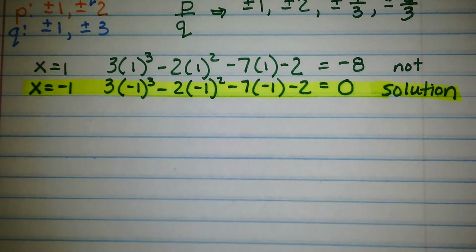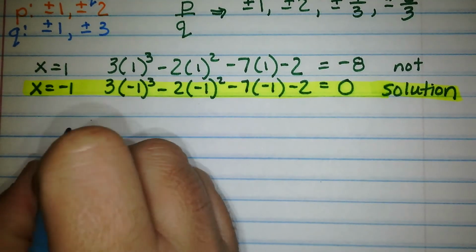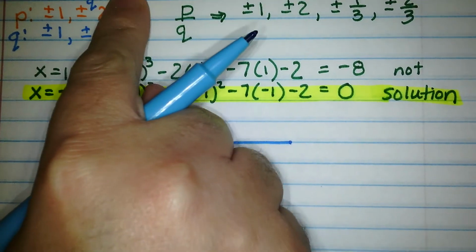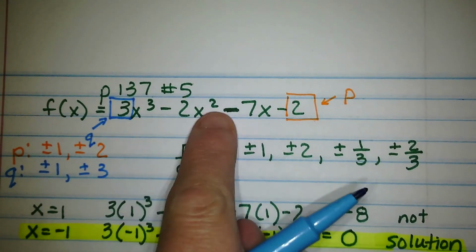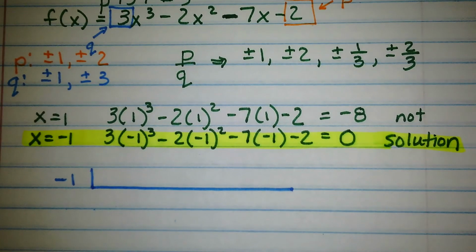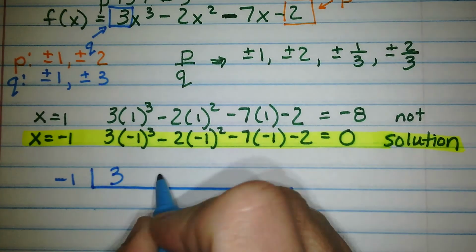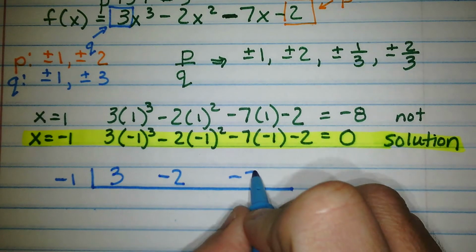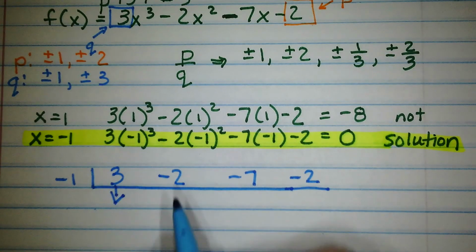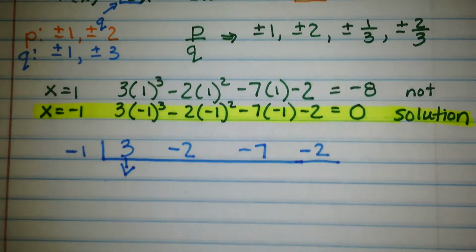So we're going to take our solution and we're going to put it into our synthetic division model. So down here, x equals negative 1 goes on the outside. Is it missing any terms? Let's see. We got an x cubed, x squared, x, and a constant. So nope, it's not missing any terms. So I'm going to put 3, then negative 2, then negative 7, then negative 2 again. And I'm going to bring this down and get started.